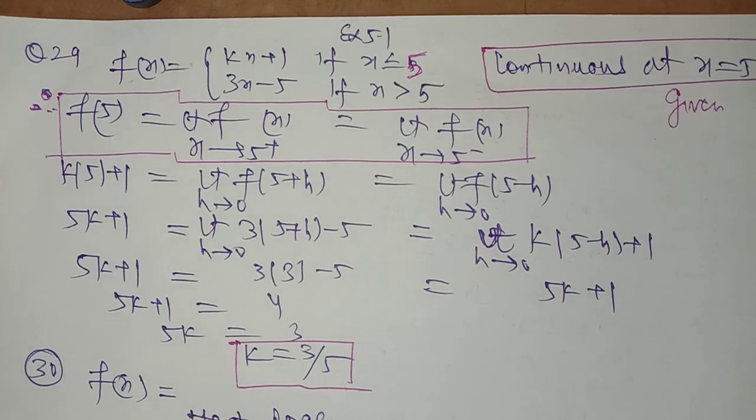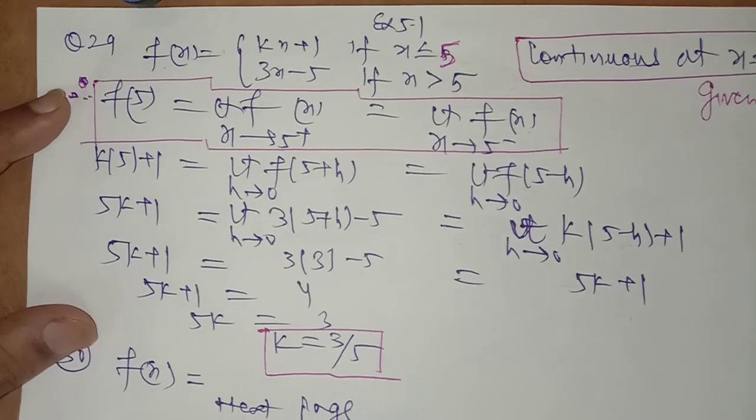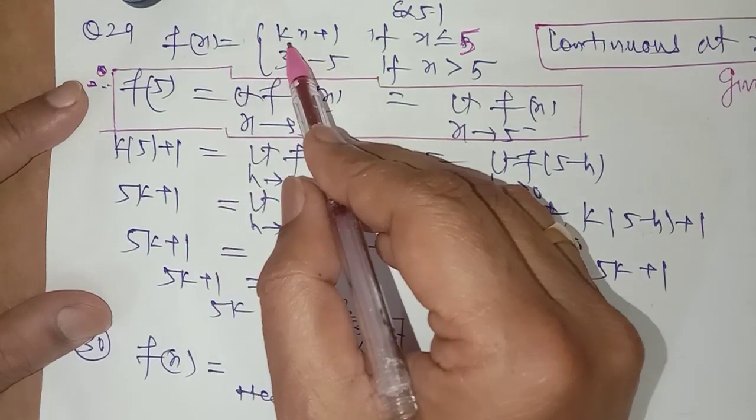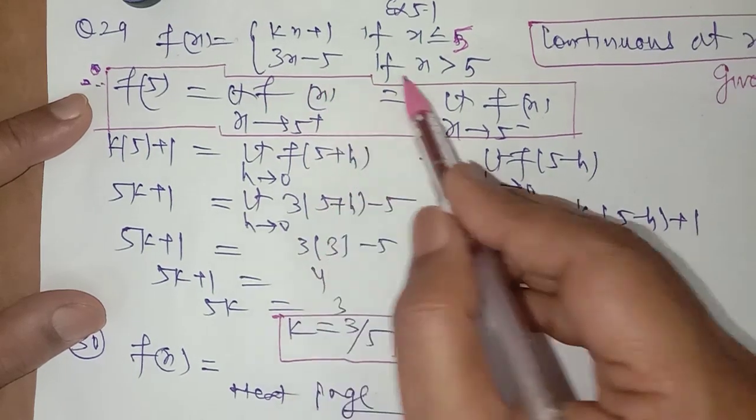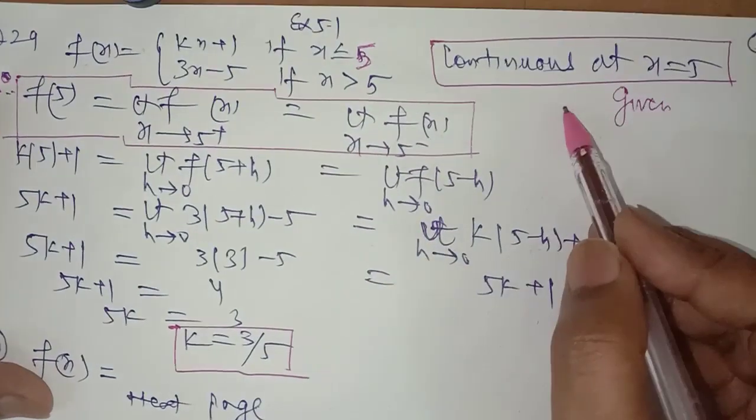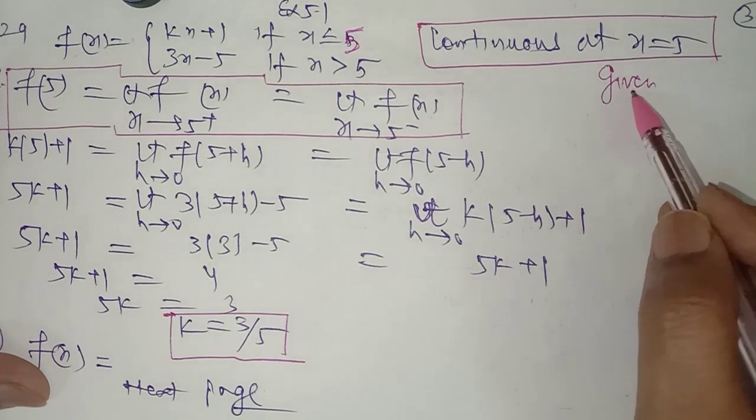So it again gave, it is rather an easy question, 5.1. That is, again it is given that the function is equal to kx plus 1 when x is less than or equal to 5. It is equal to 3x minus 5 if x is greater than 5. And it is given that the function is continuous at x equal to 5.